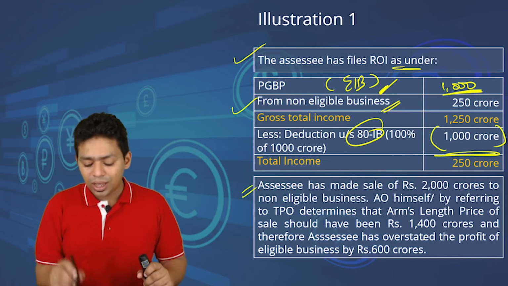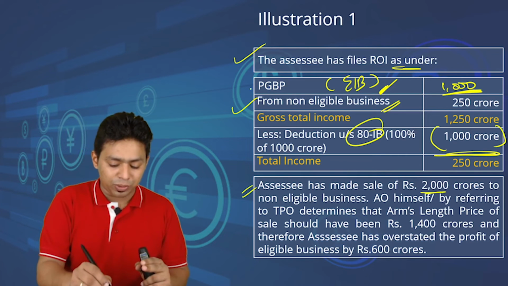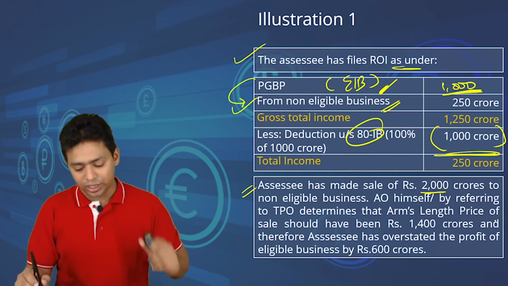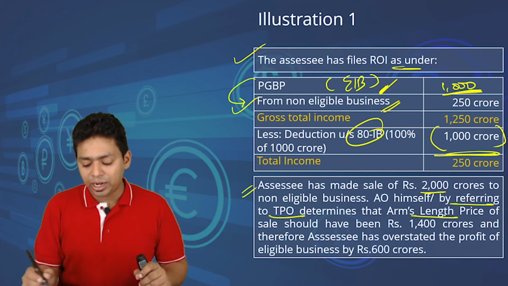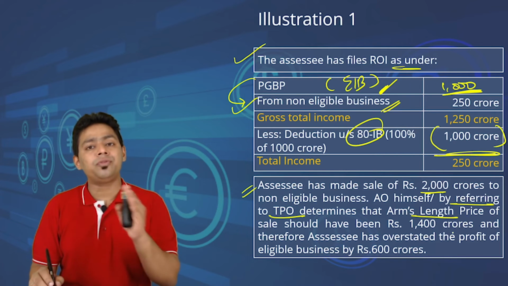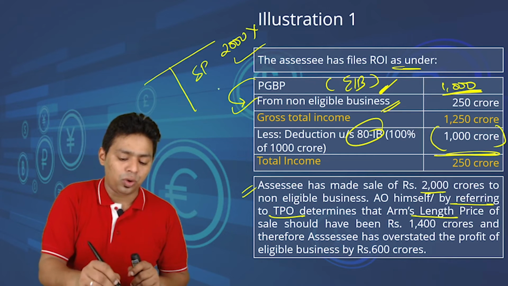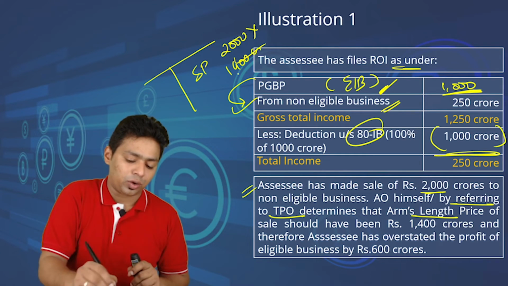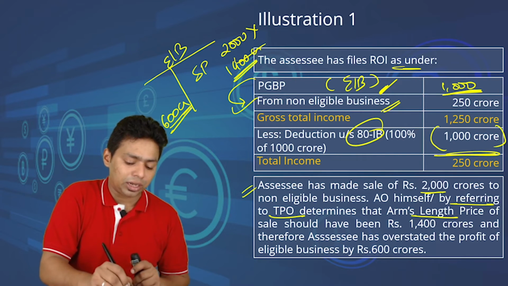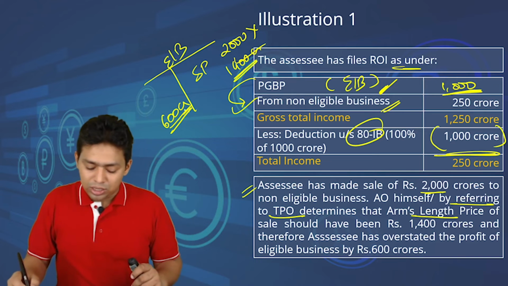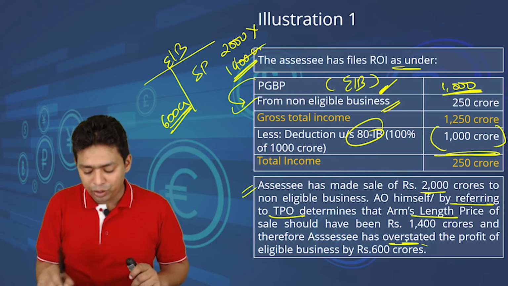So look at this. Assessee has made a sale of 2000 crore from eligible business to non-eligible business. AO himself, by referring to the TPO, determined that the arm's length price should have been 1400 crore only. The sale price should not be 2000 crore. It should have been 1400 crore, meaning thereby the profit of eligible business was inflated by 600 crore. Therefore the assessee has overstated the profit by 600 crore.